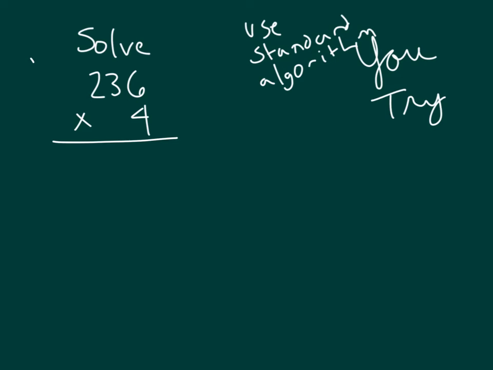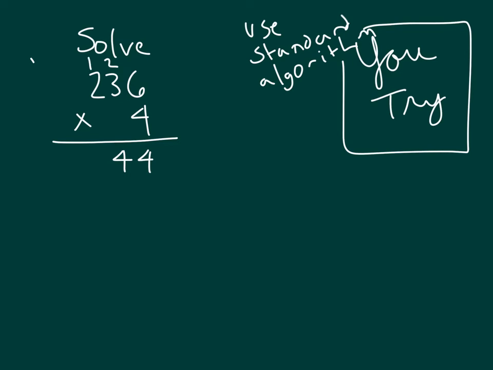Here is a problem for you to try. Please pause the video. It says to use the standard algorithm to solve this here. You start with this 4 times the 6 ones. That gives you 24 ones, which you write as a 4 and regroup the 2. Next you have the 4 times the 3, or 4 times 3 tens, which is 12 tens, plus another 2 is 14 tens. And we are already in the tens place, so we record a 4 and regroup the 1.